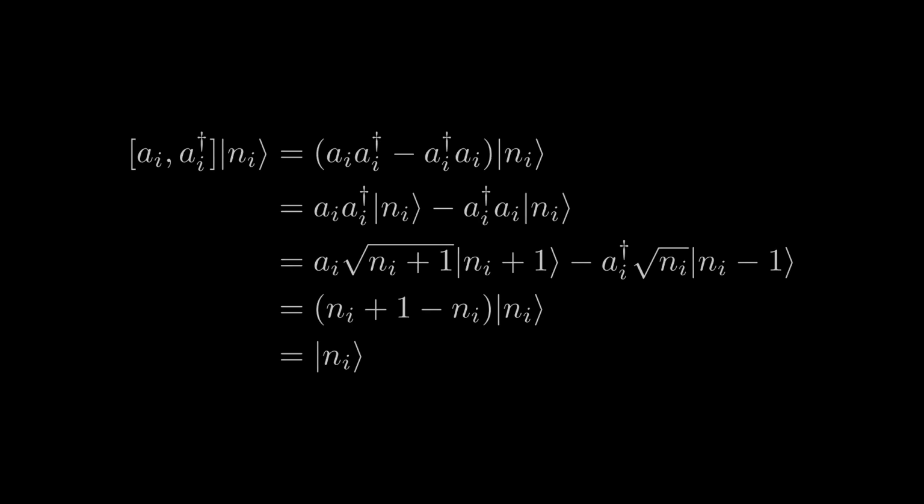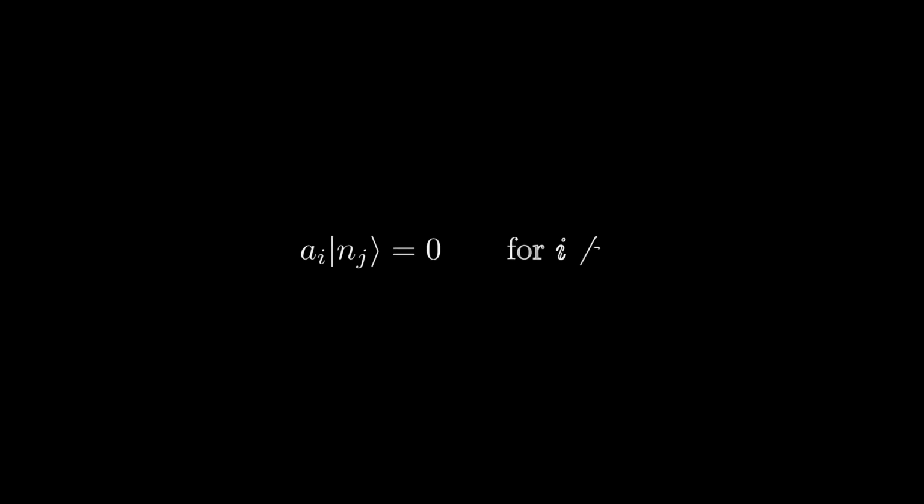Let us also introduce the following postulate. The annihilation operator acting upon a state, Nj, gives 0 for i not equal to j. With this postulate, it is evident that if we act upon a state Nj with the commutator of Ai and Ai dagger, we will get 0. It follows that the complete commutation relation is then given by the delta function. Let's move on to energy quantization.